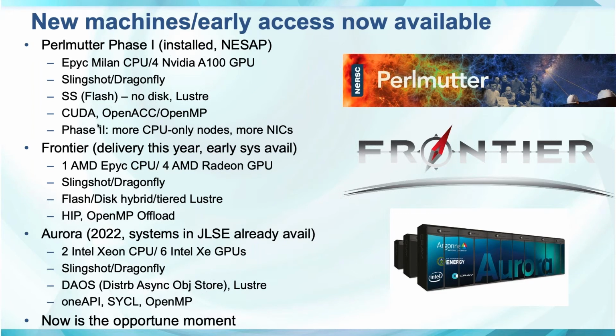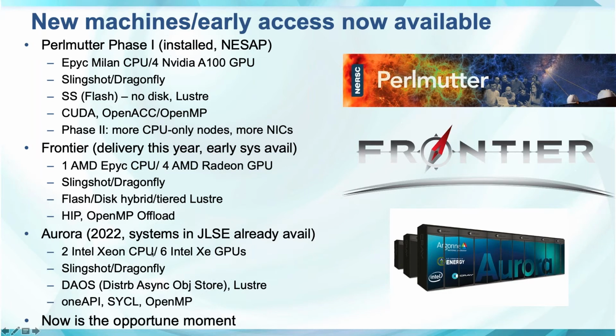So Perlmutter is a little more similar to Summit in the sense that it's using an NVIDIA GPU. So CUDA is still the API for that, or OpenACC and OpenMP directives can also be used. That's particularly helpful on the Fortran side. The difference is it has an EPYC front end to those NVIDIA GPUs. Frontier will also be fronted by an EPYC CPU, but it'll have AMD Radeon GPUs. Their API is called HIP, although they'll support OpenMP offloads as well.